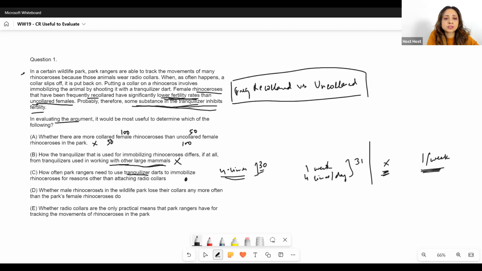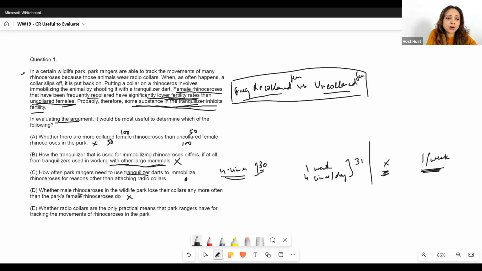Go to D. Whether male rhinoceroses in the wildlife park lose their collars any more often than the park's female rhinoceroses do. Now, male rhinoceroses versus the female rhinoceroses, is that what we are discussing? Please ensure again that our focus is very clear. What are we talking about? The frequently recollared females versus the uncollared females, right? We're talking only about the female rhinoceroses that have been frequently recollared. They have significantly lower fertility rates than uncollared females. So we are only discussing these females versus these females. So the male rhinoceroses are out of scope for us. We don't have to compare with them at all.